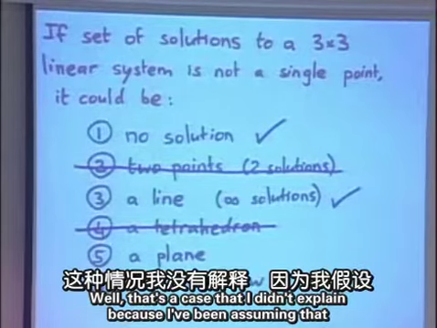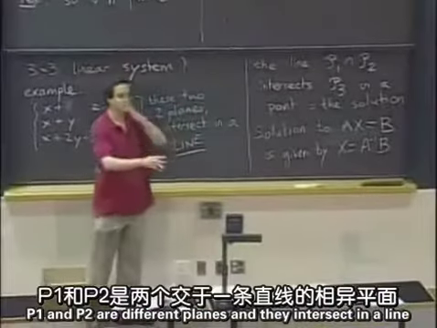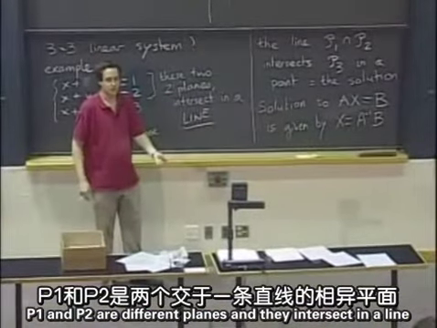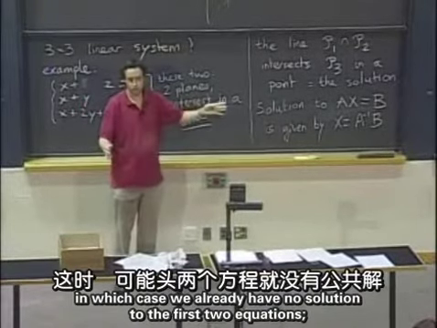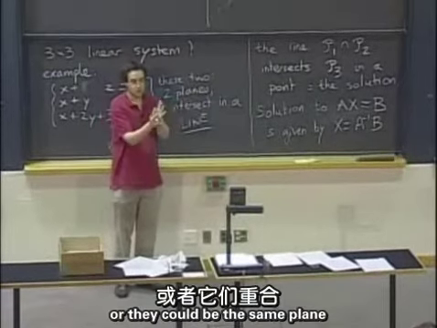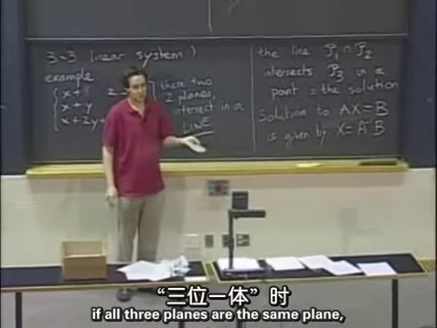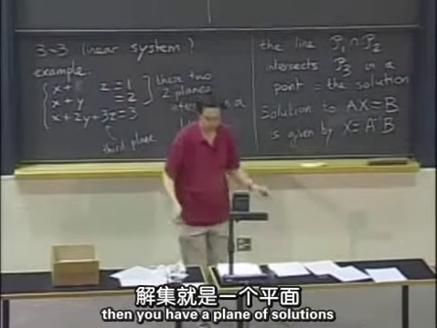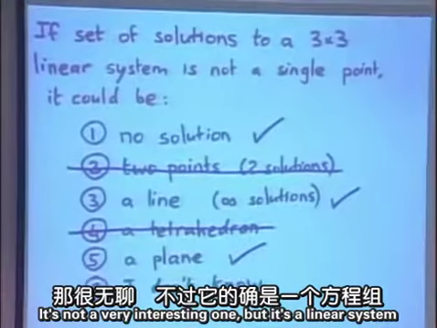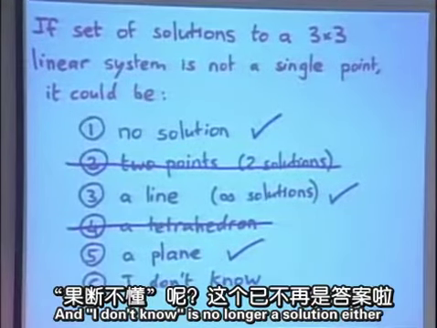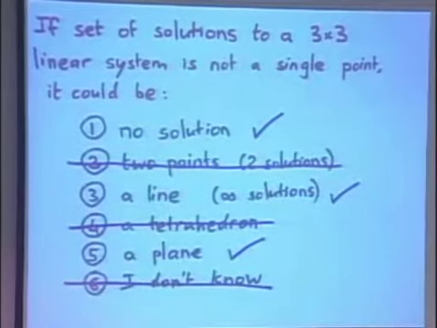What about a plane? Well, that's a case that I didn't explain because I've been assuming that P1 and P2 are different planes and they intersect in a line. But in fact, they could be parallel, in which case we already have no solution to the first two equations, or they could be the same plane. And now if the third plane is also the same plane, if all three planes are the same plane, well, then you have a plane of solutions. If I give you 3 times the same equation, that is a linear system. It's not a very interesting one, but it is a linear system. And a hollow set is no longer the solution either.